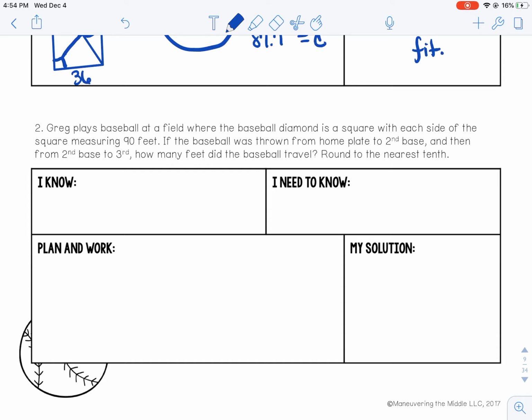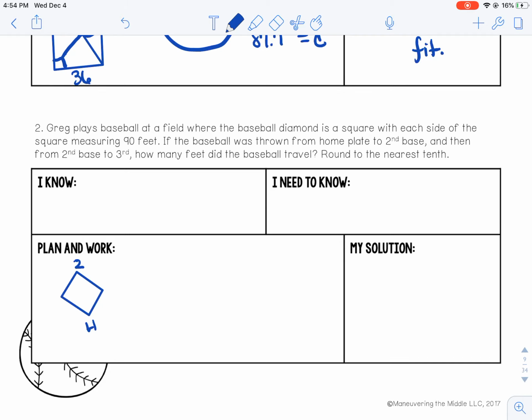Okay, so again, I got to draw my baseball diamond first, which is what they said, a square, but it's tilted sideways. It's not really a perfect square, but we'll go with it. We know that this is home base.